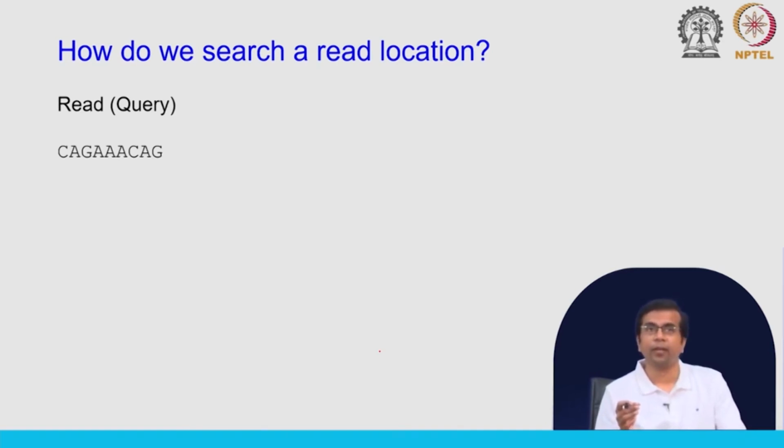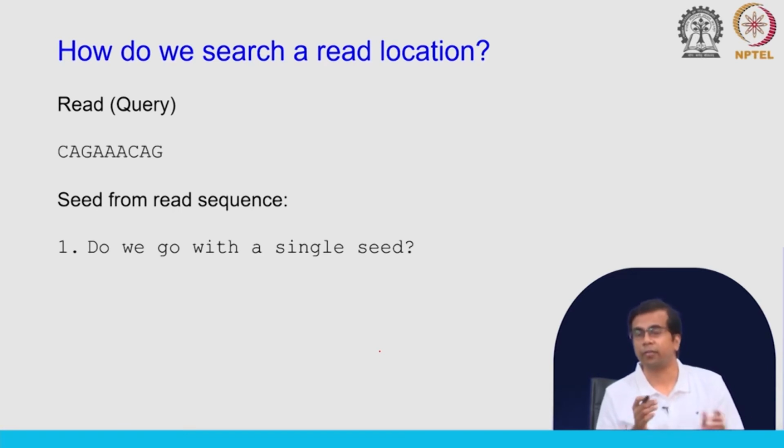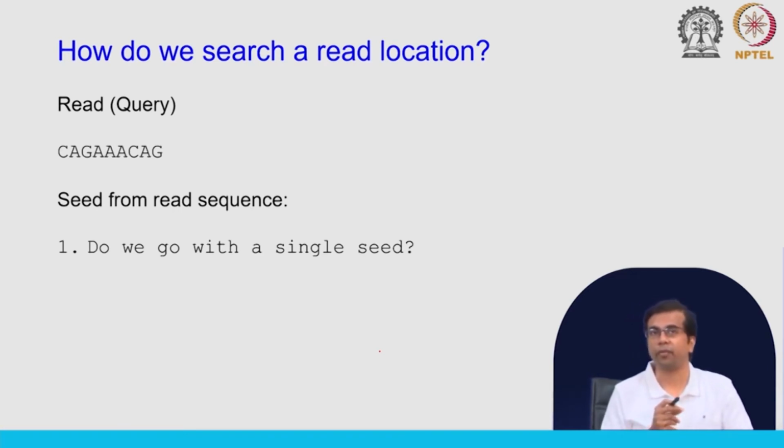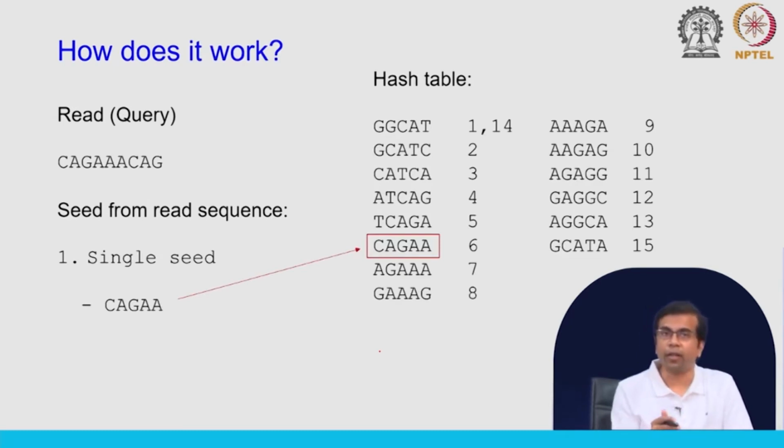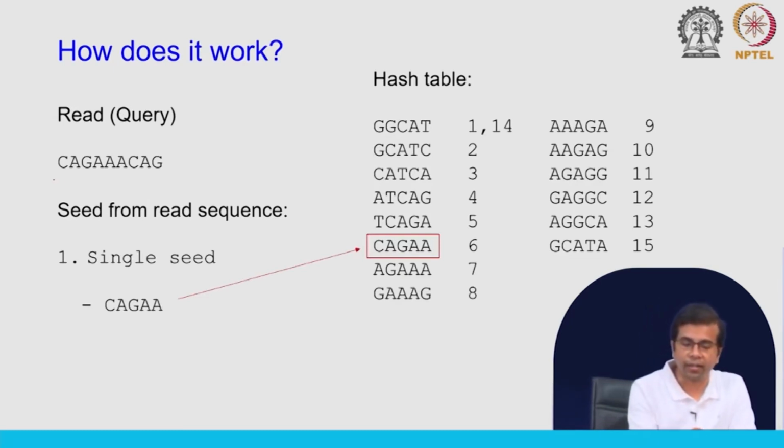Now, for this read that we have, we actually have to generate these seeds again from the read sequence. Again we have 2 options. We can generate a single seed and try to find that in the hash table and find its location, or we can go with multiple seeds. So, let us look at what actually would happen, and what the advantages or drawbacks of each of these are. If we are looking up a single seed, we have generated the single seed, again the k is 5, the seed length.